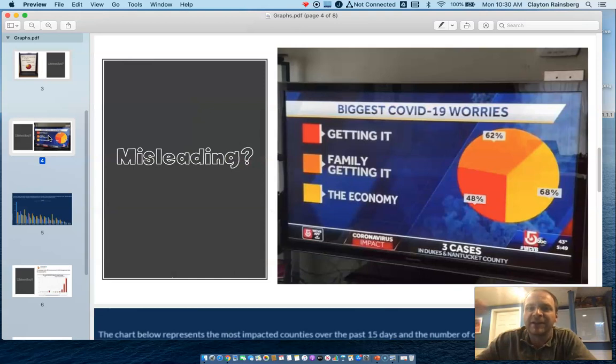Here we have biggest COVID-19 worries, and it's kind of the same idea. Here's a pie chart. So we're going to look at it, 62%. You have 48%, you have 68%. Again, the percents don't make sense. 68% is less than half that pie chart visually. So the percents don't match visually on what's going on, and they add up to be over 100%, just like before.